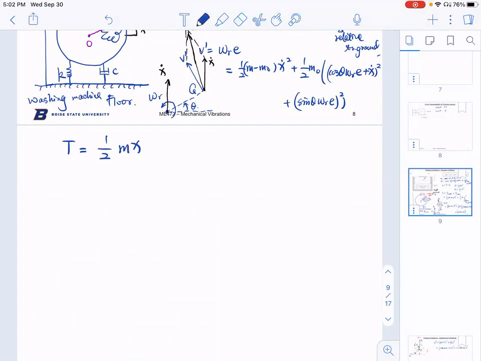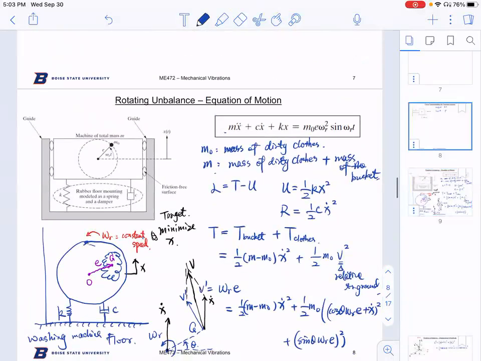Half m dot plus m naught x dot cosine theta omega r e plus m naught sine theta square omega r square e square. So that's going to be a kind of kinetic energy terms. And then you can just plug everything back into the Lagrange's equation. And eventually the equation of motion would be something like this.